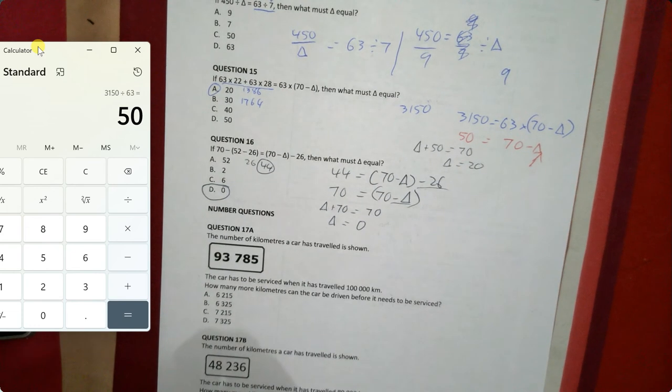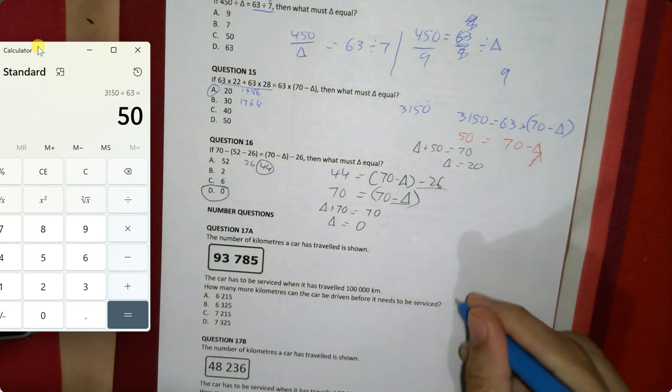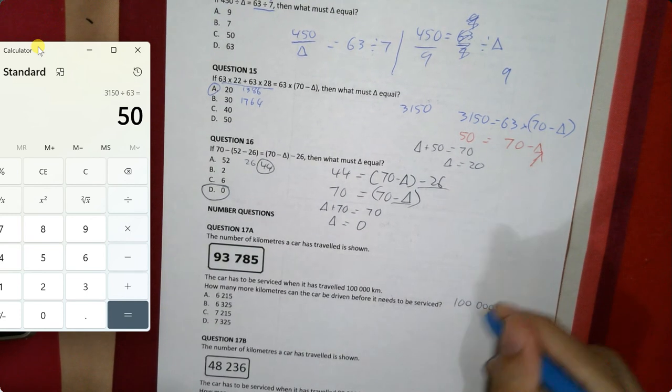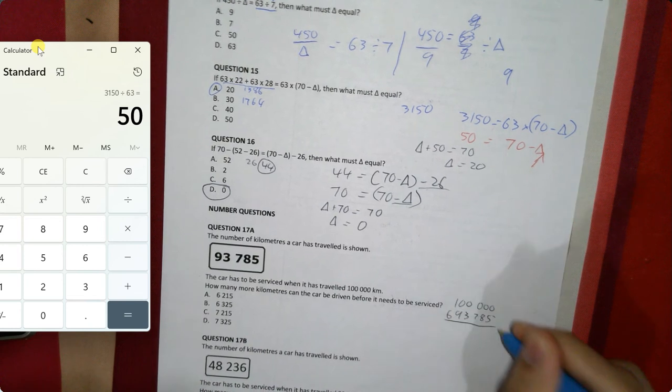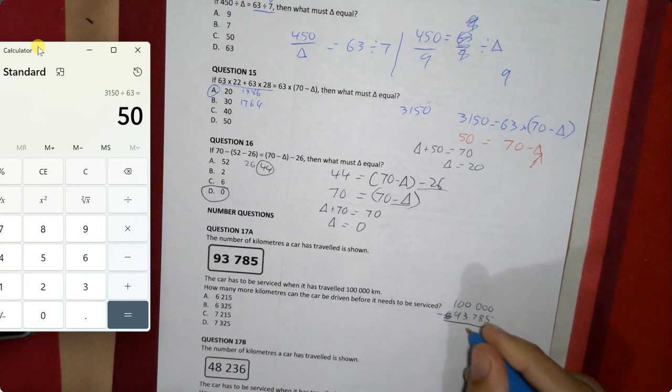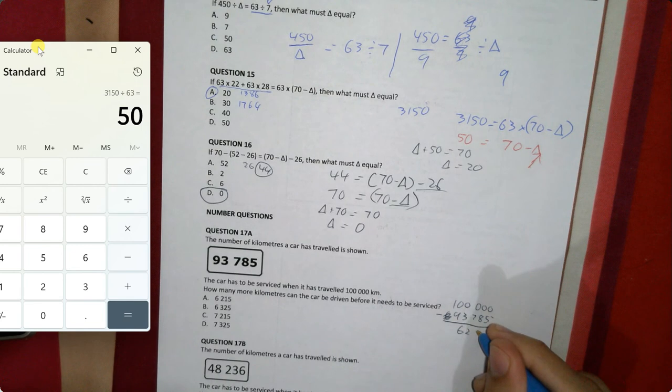All right, number of kilometers the car has traveled is shown, 93785. Has to be serviced when it goes 100,000. That's just subtraction. So just put that in your calculator. 100,000 minus 93785. And yeah, that's going to be 6215.